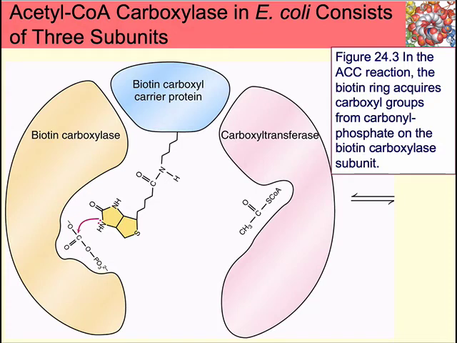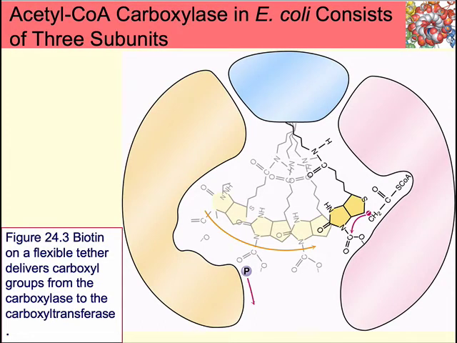The acetyl-CoA carboxylase in E. coli, as we mentioned, consists of 3 subunits. In the ACC reaction, the biotin ring acquires carboxyl groups from carbonyl phosphate on the biotin carboxylase subunit and then swings across the gap here to the carboxyl transferase to deliver that 1 carbon unit to the acetyl-CoA to form malonyl-CoA, as shown here. Biotin is essentially a flexible tether that delivers carboxyl groups from the carboxylase to the carboxyl transferase.